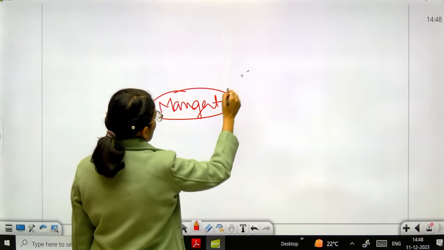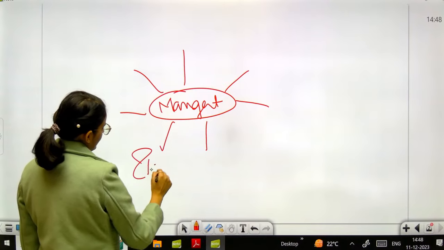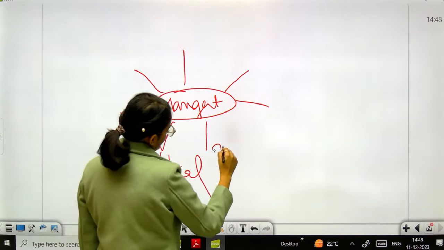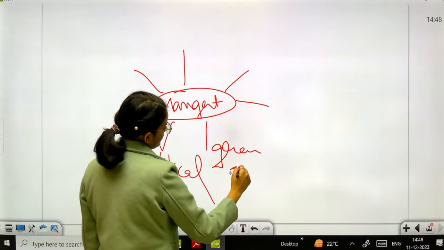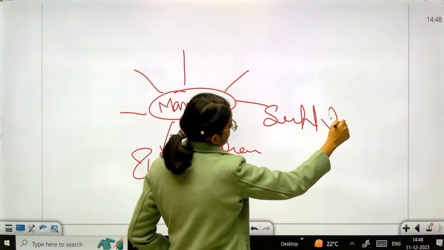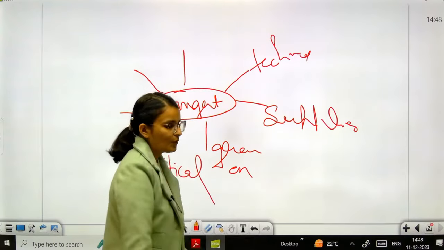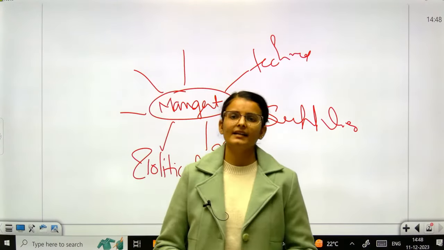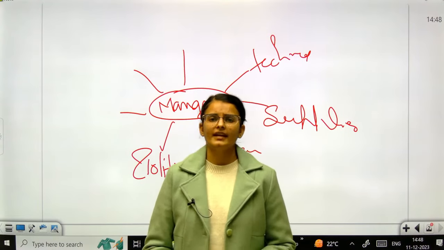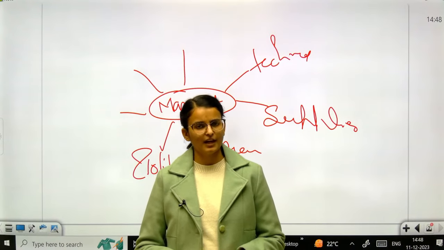Now there are external factors outside the organization, like the political environment, the green environment, or other factors like suppliers and technology. Management is not a process that is only within the organization. Any factor that is external is affecting the management. Therefore, management is a dynamic function.